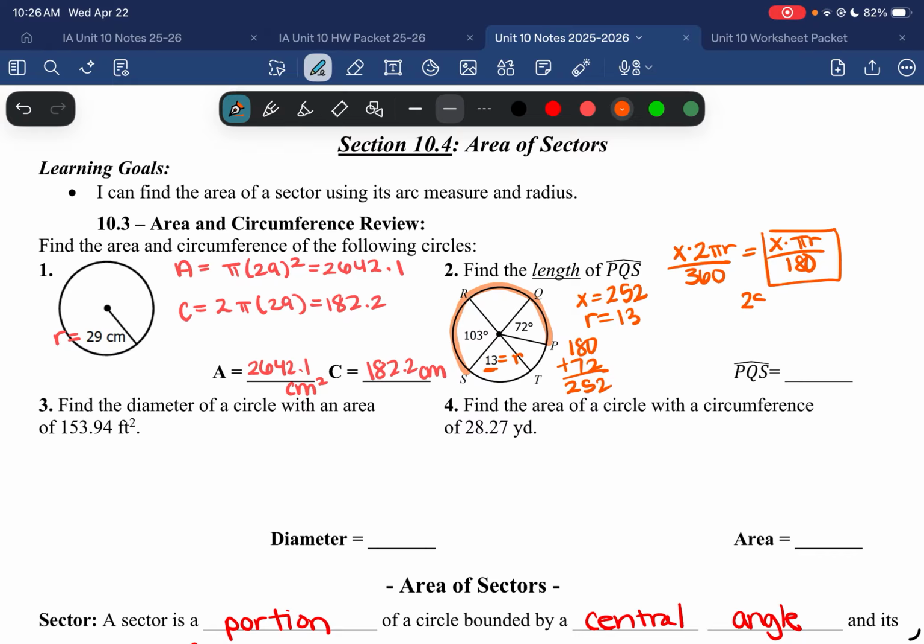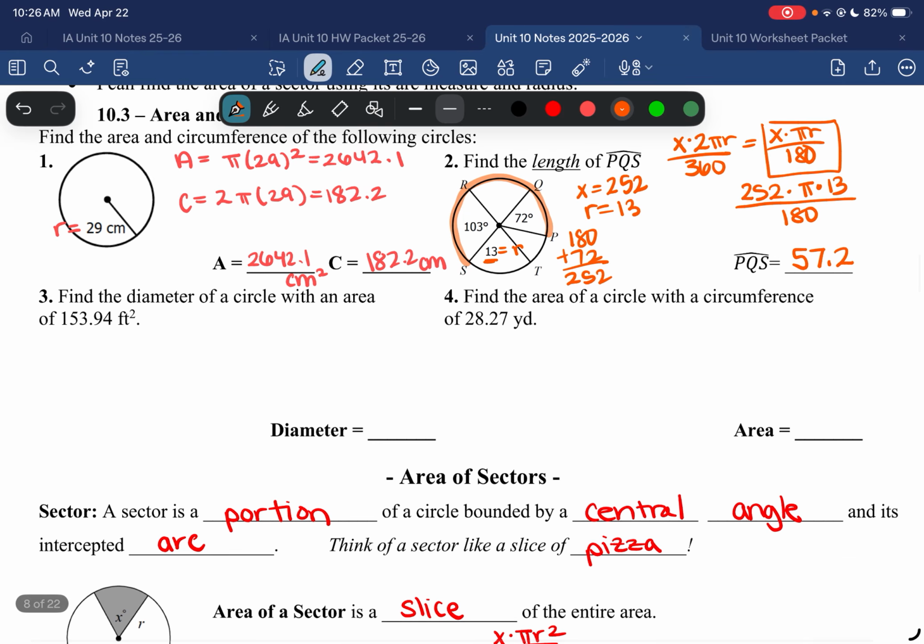So 252 times pi times 13, all divided by 180. I typed it in my calculator and I got 57.17, or if we round up, 57.2. And then there was no unit on this one, but if we had a unit, we'd put it at the end.